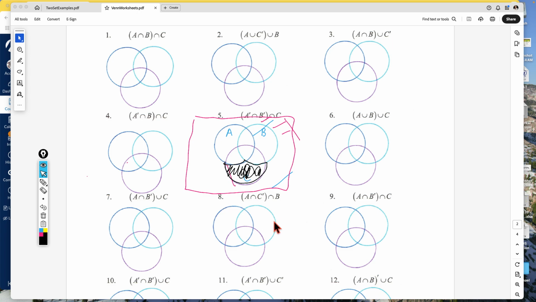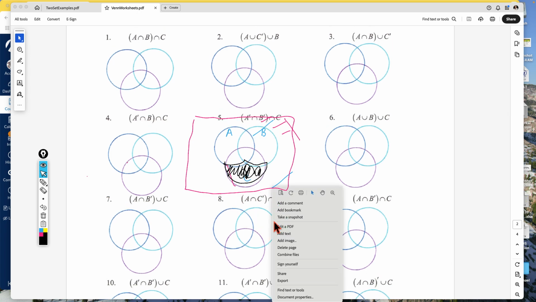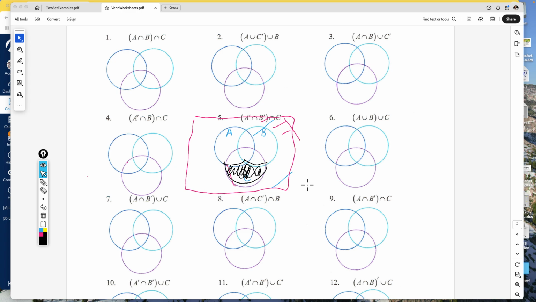So you can kind of see how, with each of these, you're going to need to work inside the parentheses. And then there's one last thing to add on, right? So we do A union B.